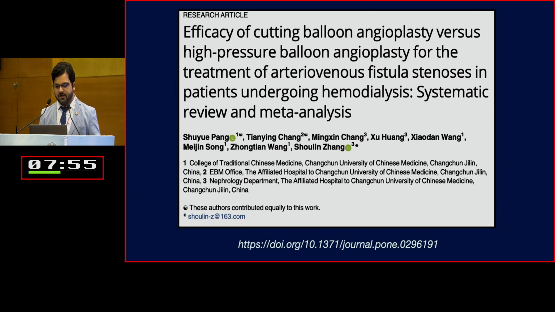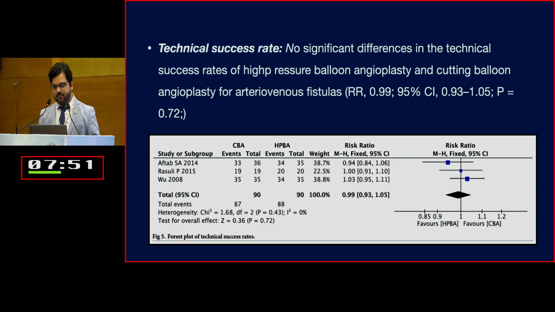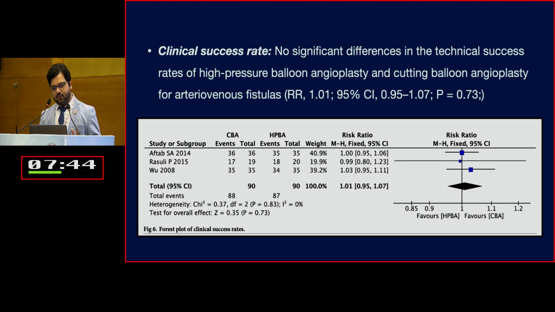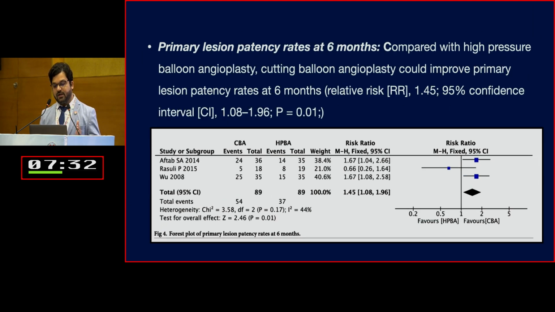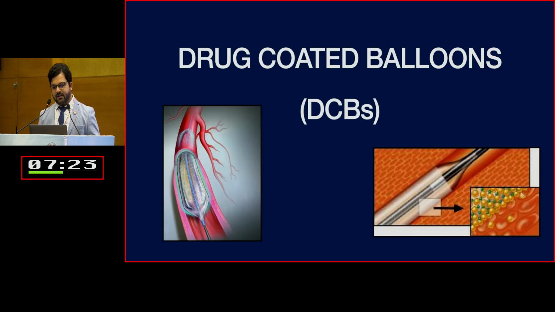Again, another systematic review and meta-analysis. This was a Chinese study. We can see 3 studies were included, and the technical success rate was equivalent in both the groups. The clinical success rate was equivalent in both the groups. So as far as technical and clinical success is concerned, cutting balloon is similar to the plain old balloon angioplasty. But when we come to the primary lesion patency rates at 6 months, we can see in the forest plot that this study favored cutting balloon angioplasty.